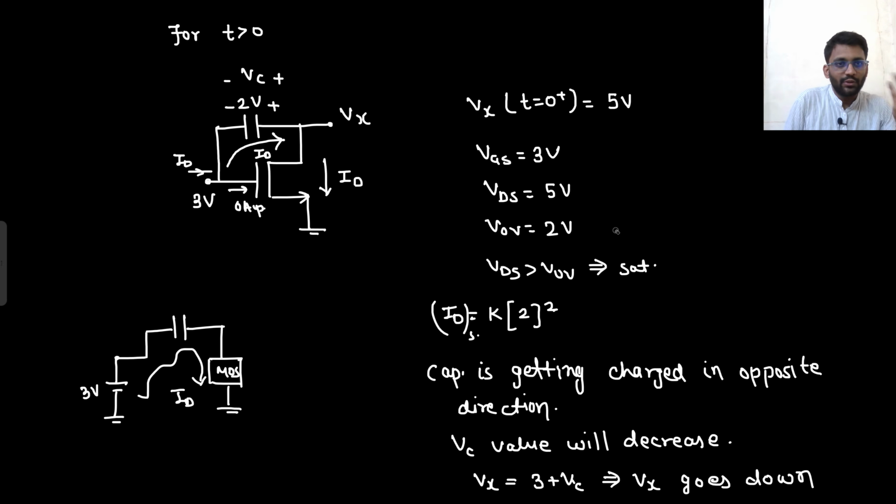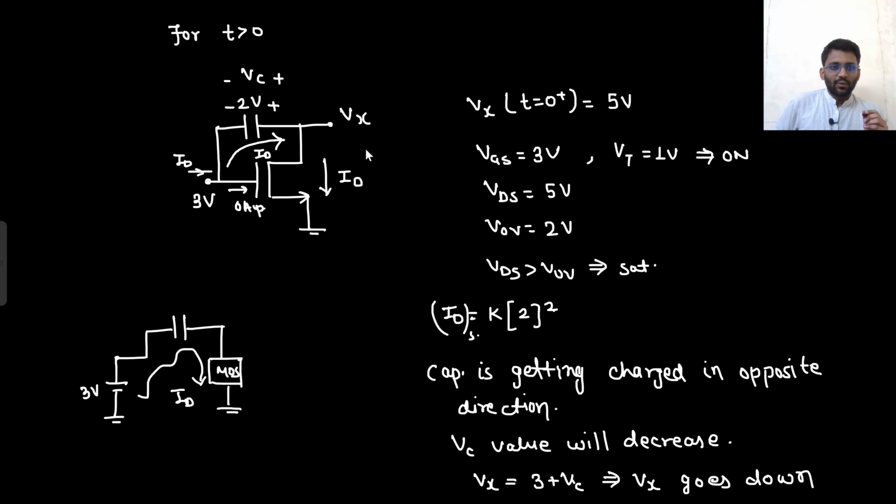The other point is you need to check the VDS value. VDS needs to be greater than 0 for the transistor to turn on. VGS is always greater than VT here. VGS is fixed, that is 3, and VT was 1 volt. So these voltages are fixed now. The transistor is on. There is no issue with that.